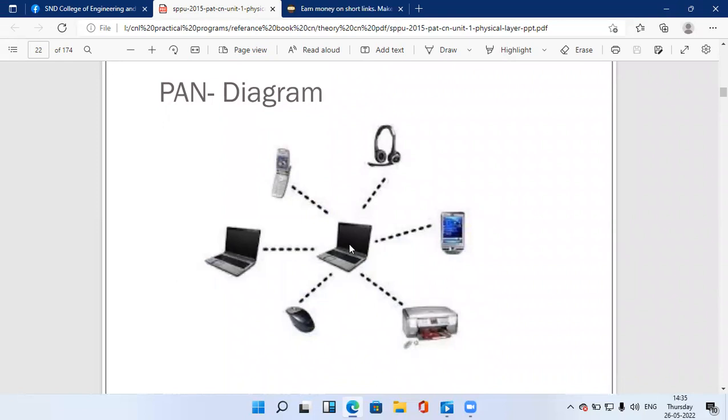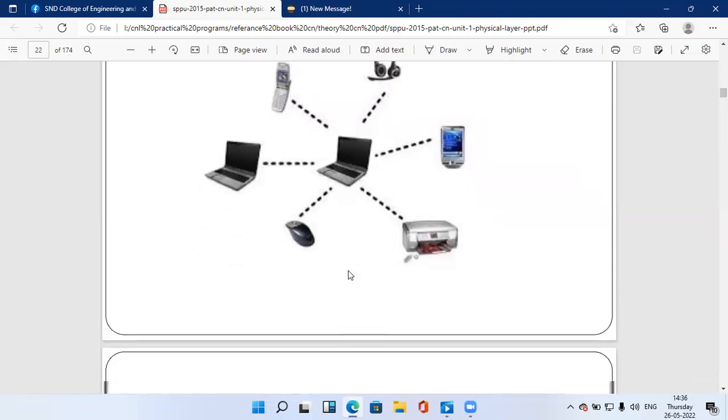Suppose this is the laptop and we have to share different files and folders from different locations. Suppose this mobile phone is interconnected to the laptop, and the headphone is also interconnected to the laptop using the Bluetooth and Wi-Fi modules. So all remote sensing devices are used in this PAN, personal area network.